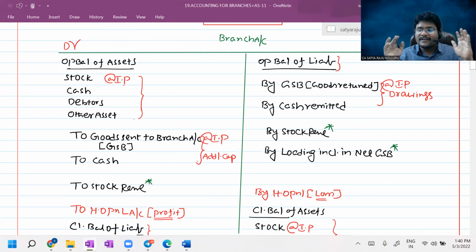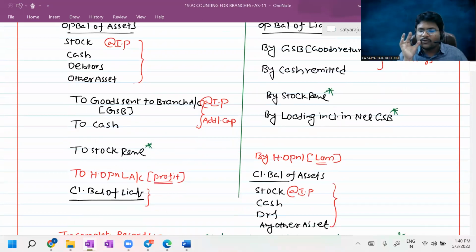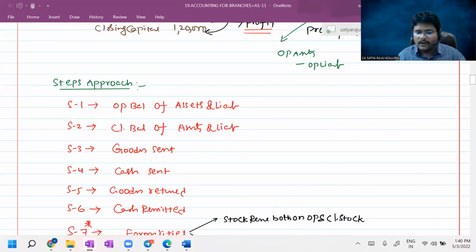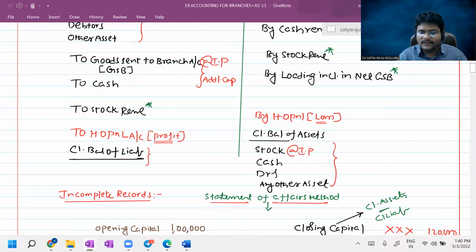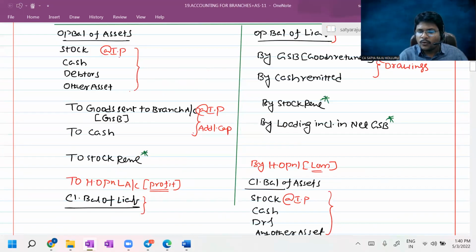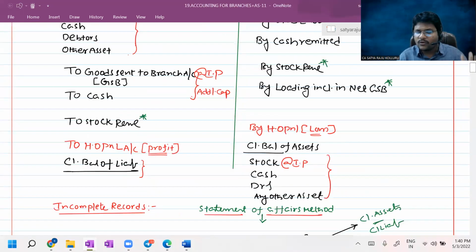Now all the prices look like cost price, as if the goods were sent by head office to the branch at cost price. Now the pro forma is changed in that manner. Then you can simply find out the head office profit or loss. So the conclusions are very simple. If the goods are sent by head office to the branch at cost price, only the simple 6-step approach is needed: opening balance of assets and liabilities, closing balance of assets and liabilities, goods sent, cash sent, goods returned, cash remitted. Then automatically you can find out profit or loss, and transfer that profit or loss to head office P&L.